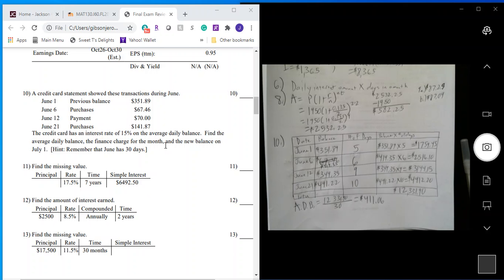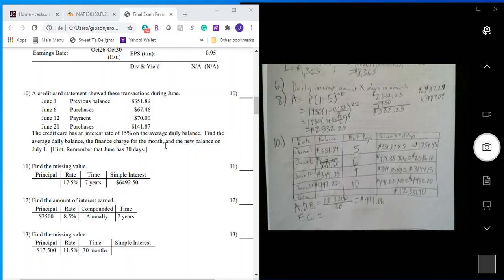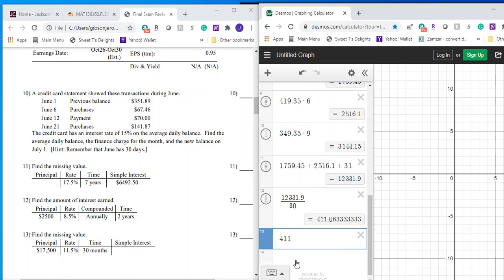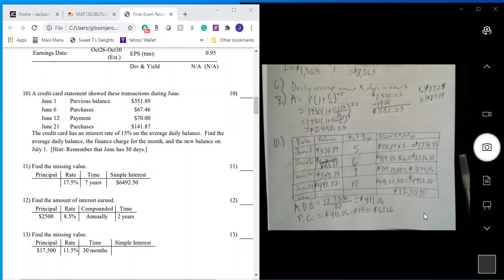Now we want to see the finance charge for the month. So now we'll do finance charge. And we're told here that our finance charge is 15% on the average daily balance. So it's $411.06 times 0.15. So we'll put that in our calculator. So that would give us $61.66. That's the finance charge.